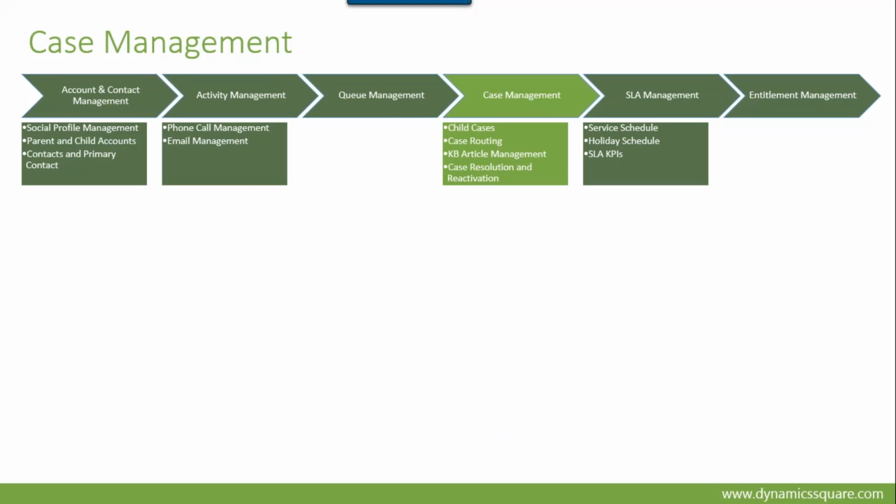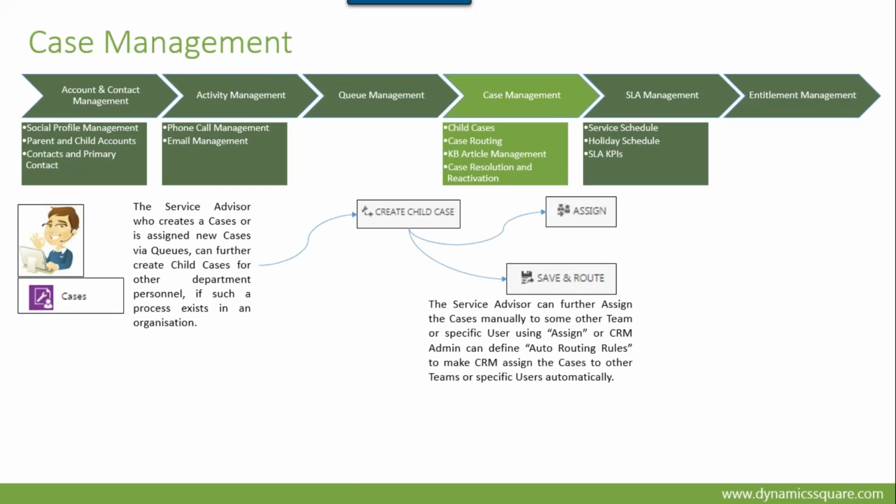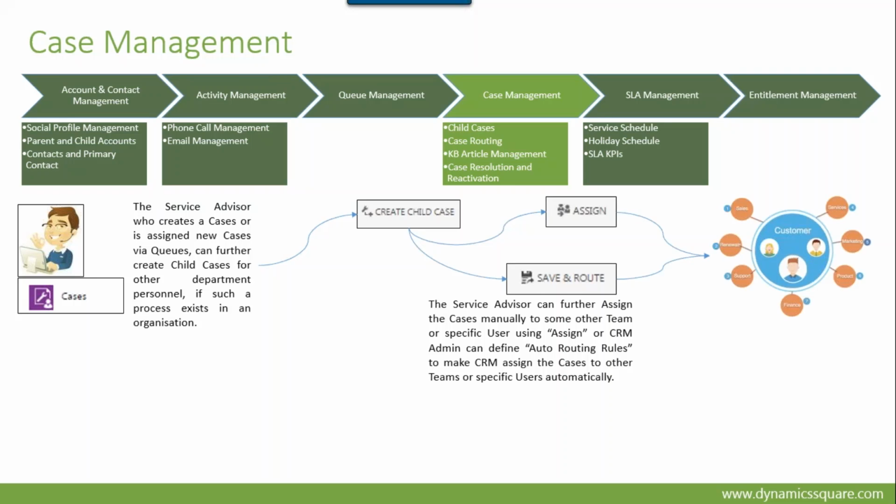The service advisor who creates a case is assigned a new case via queues and can further create child cases for other departmental personnel if such a process exists in an organization. The service advisor can further assign the cases manually to some other team or specific user using assign, or the CRM admin can define auto-routing rules to make the CRM assign these cases to other teams or specific users automatically.